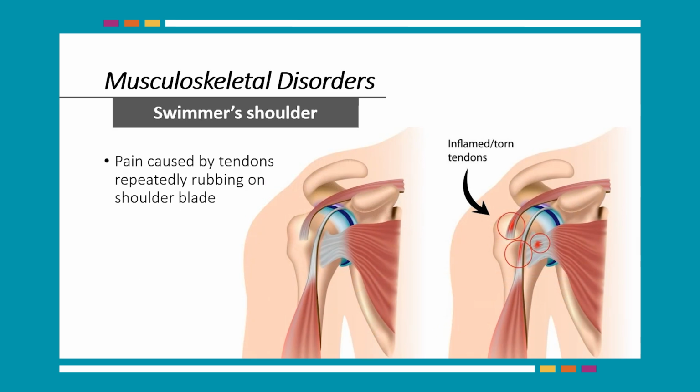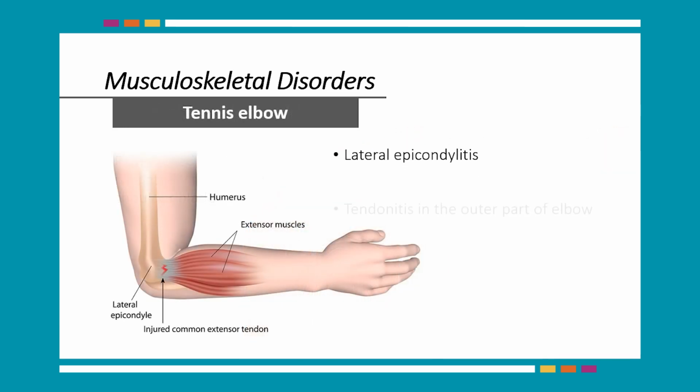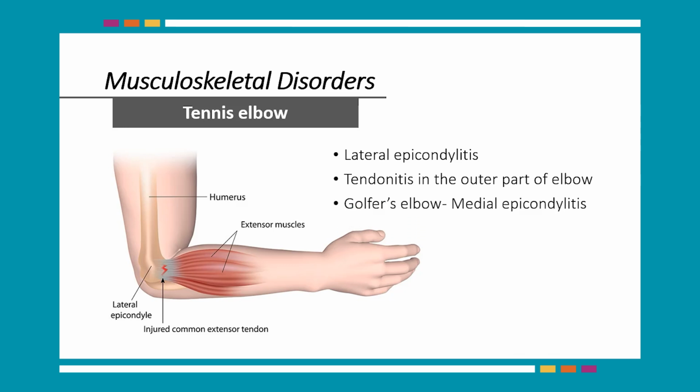Shoulder pain caused by connective tissue or tendons repeatedly rubbing on a shoulder blade causing inflammation is often called swimmer's shoulder. Tennis elbow, also known as lateral epicondylitis, is a type of tendinitis in which the outer part of the elbow becomes painful and tender. The pain may also extend into the back of the forearm, and grip strength may be weak. Golfer's elbow is a similar condition that affects the inside of the elbow.